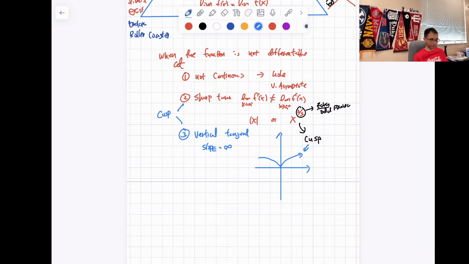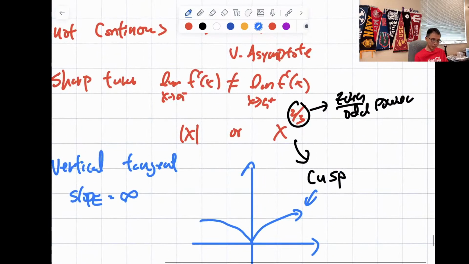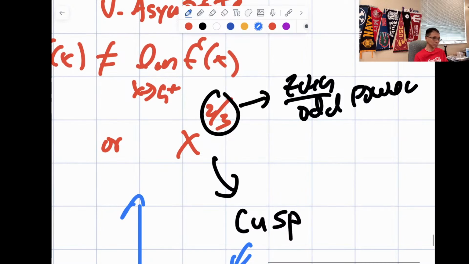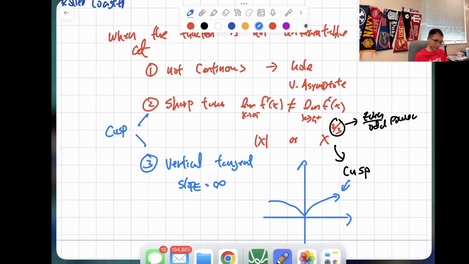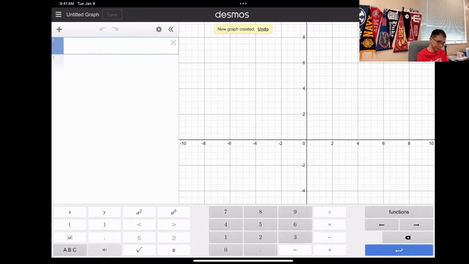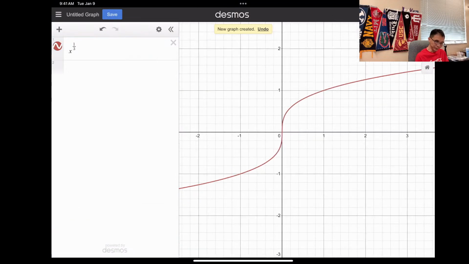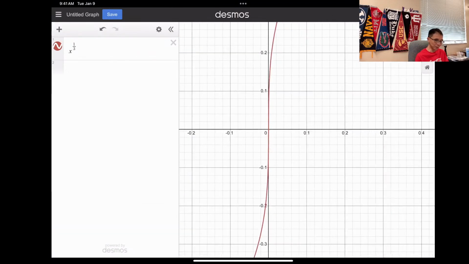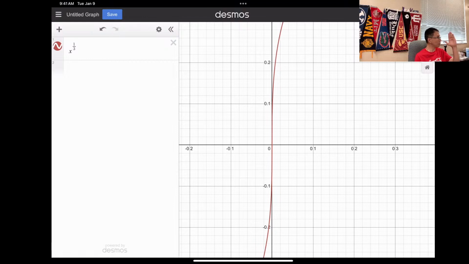Cusp. Yeah, the other one, the black arrow. Even over odd power. So you have even over odd power, you're gonna have that. Now what does a vertical tangent look like? The vertical tangent looks like this. This is what the vertical tangent looks like, x to the 1/3. Do you see that this is called a vertical tangent? Look at the slope here. It's completely straight. That's also not differentiable. This is also not differentiable.